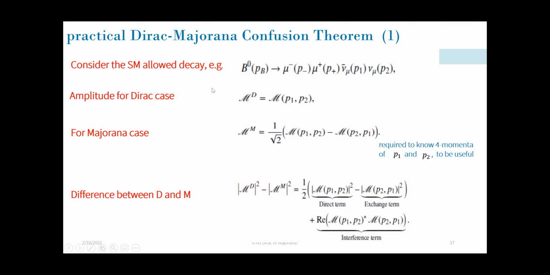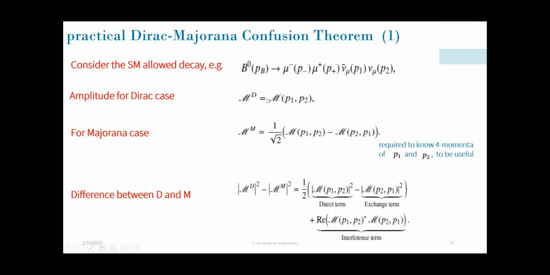Then I'm using the momenta P1 and P2 for the neutrinos. Then the amplitude for the Dirac case is like this. Just suppress this and put only P1 and P2. In the Majorana case, I have to anti-symmetrize it because it's nu and nu, the same, just like electron-electron production in the final state.